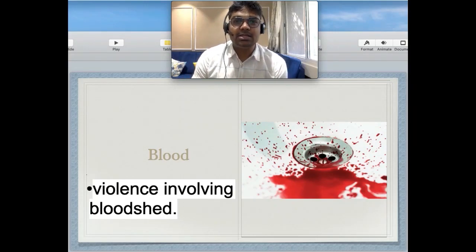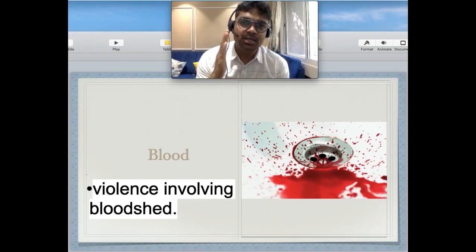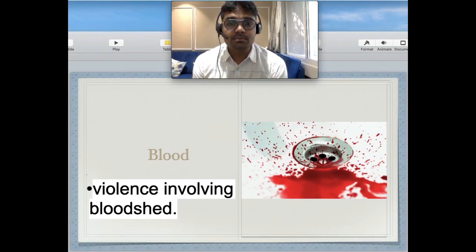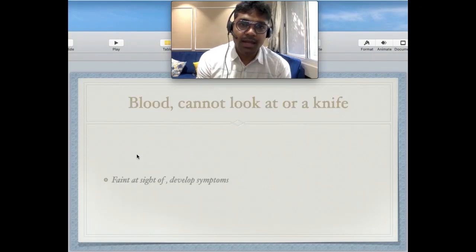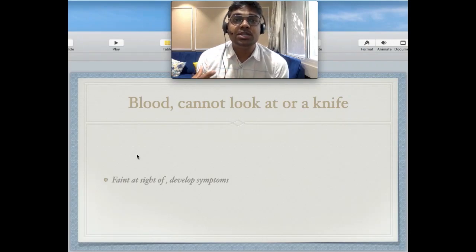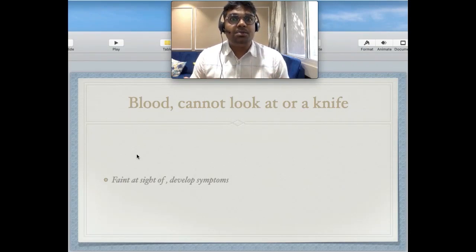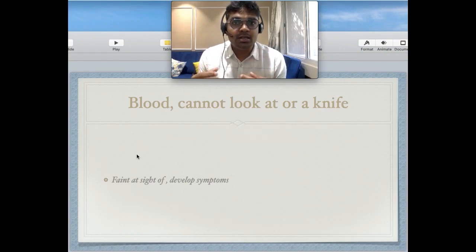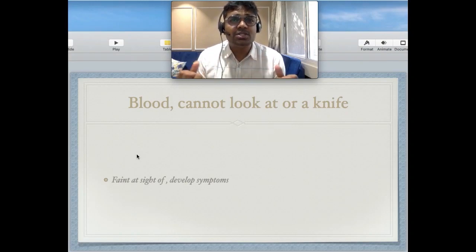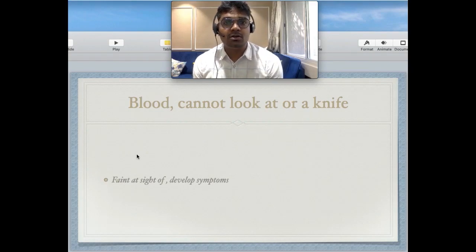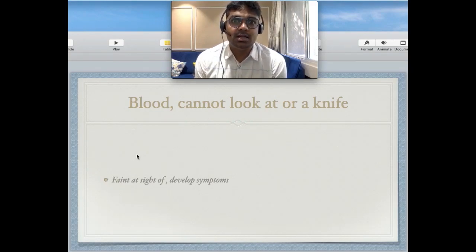So something that's cutting, something that's injuring, something that is causing pain and suffering and violence, that they cannot see. And when they see something like that, then they have symptoms. They start experiencing intense palpitations, trembling, sweating, fear, panic, or they faint. Some kind of symptoms start to develop when they look at blood or knife or violence. They can't see that.